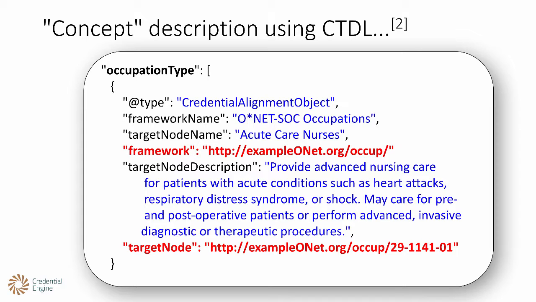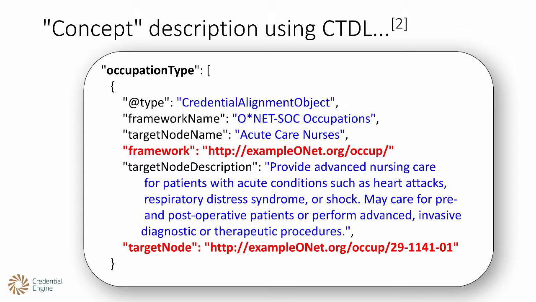And notice it's example ONET. So this is something I've made up. That URI is something I've made up. So the framework identifies the overall concept scheme, which is the ONET occupations. And then the one at the bottom, the target node, is the identifier, the URI identifier for acute care nurses within the concept scheme ONET occupations. Now, you may look at these and you go, well, there's nothing unique about this either.